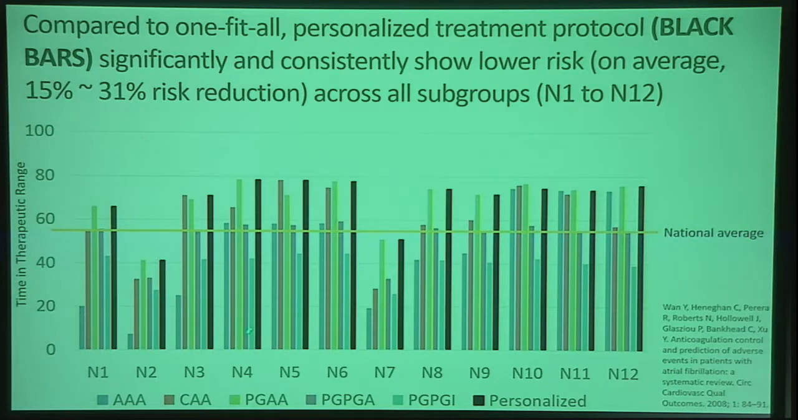If we compare the personal protocol with a one-fit protocol, on average we improve the outcome from about 50% to 31%. Another thing we did is compare this result to the national average. The national average is from a meta-analysis study that collected about 100 clinical trials. So we compare the black bar to this national average, and you can see that for most subgroups, this personal protocol performs much better compared to the national average.